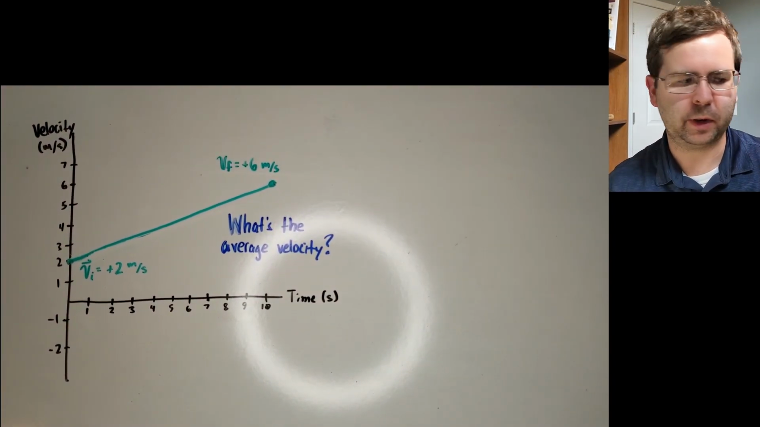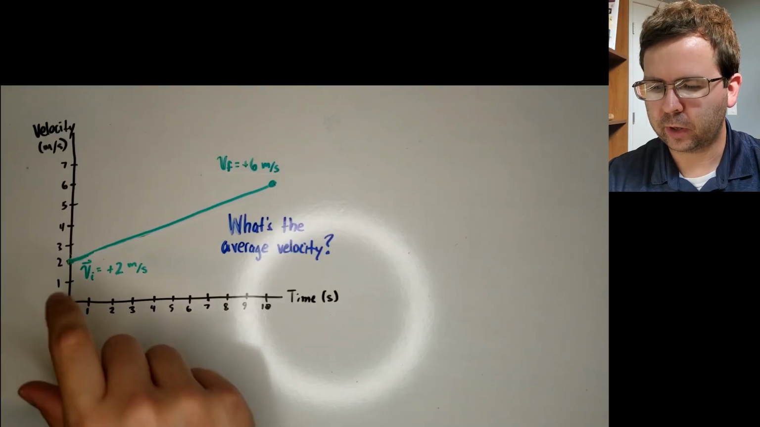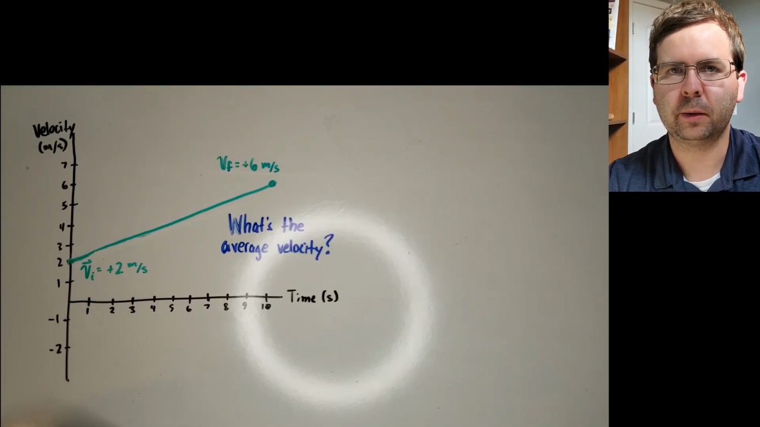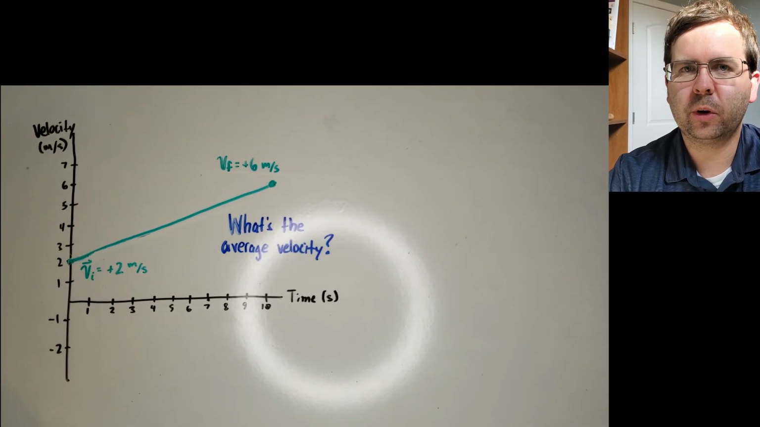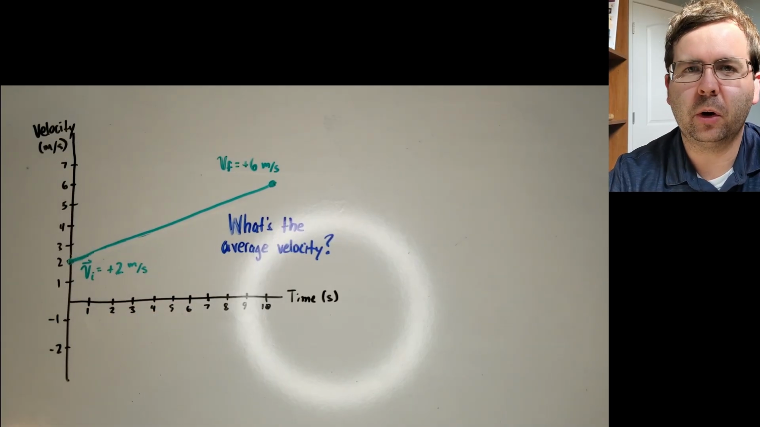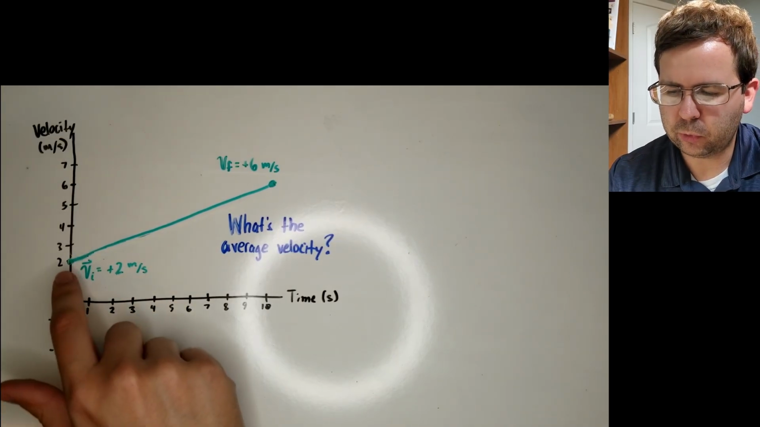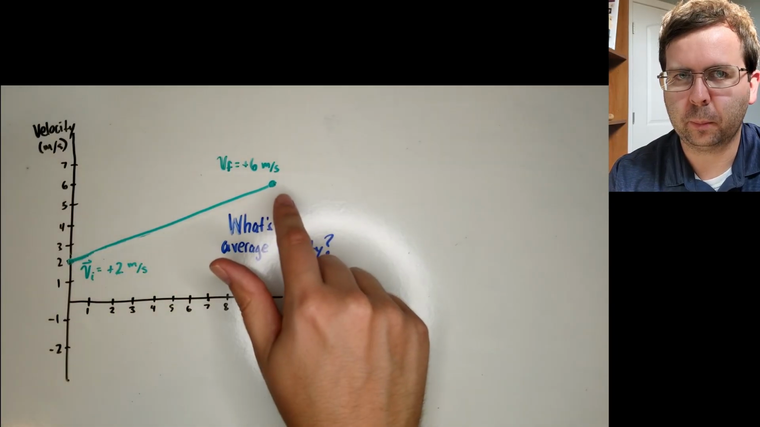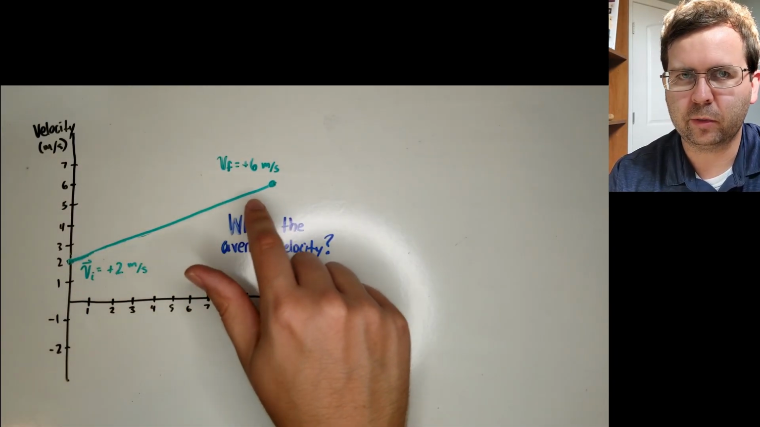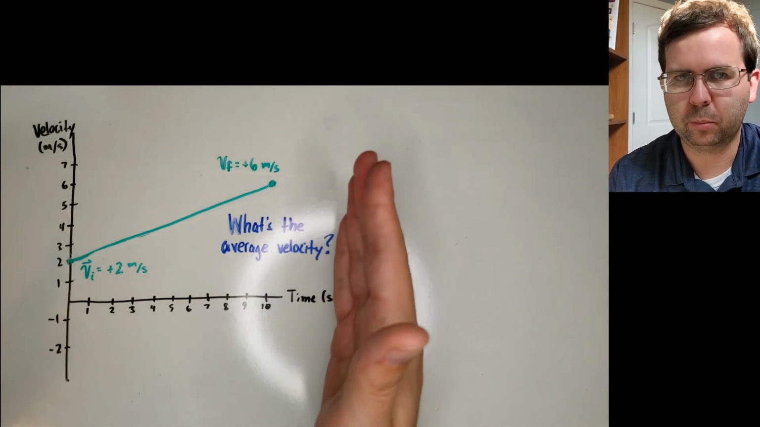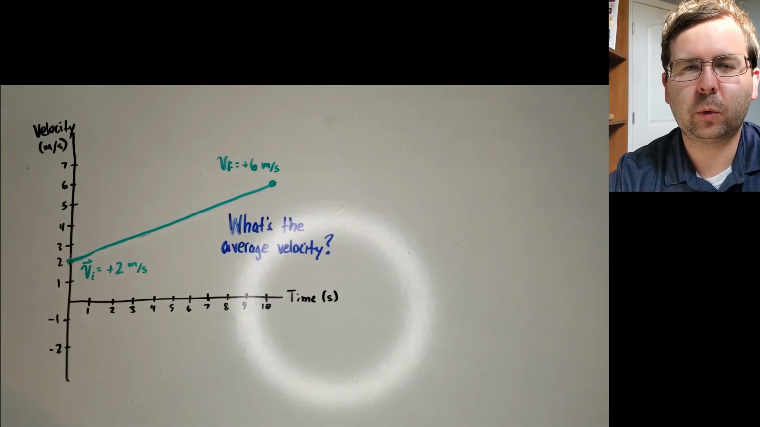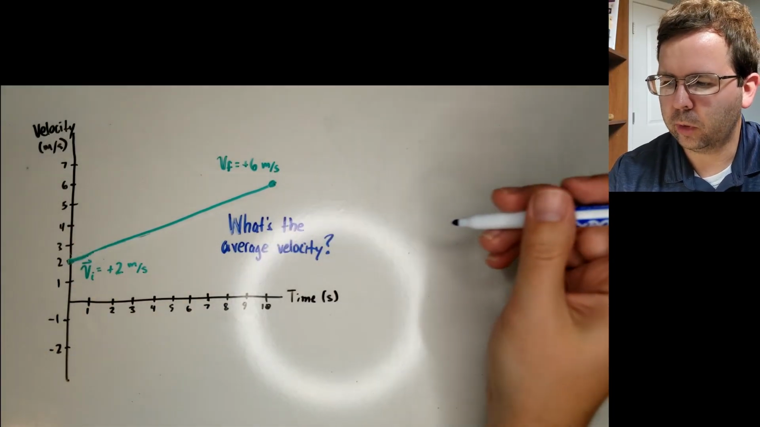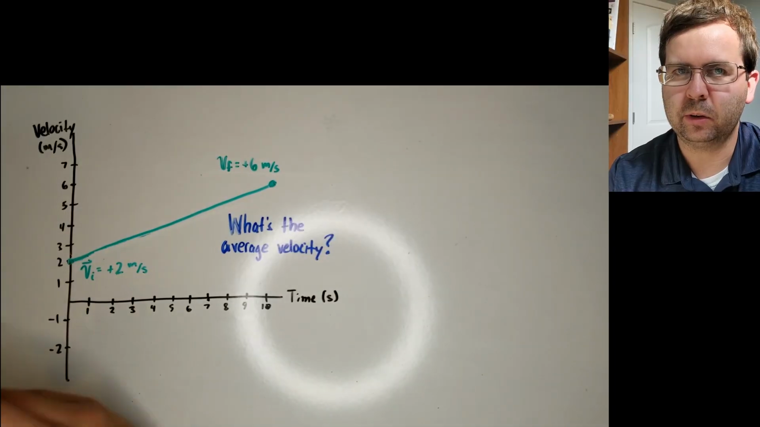Let's say we have an object that is speeding up here. It starts out at a velocity of 2 meters per second, and it speeds up all the way to 6 meters per second in a time of 10 seconds. Now, we could ask the question, okay, how fast is this object going on average? If the acceleration is uniform, that is, it's the same steady rate of acceleration throughout the whole time frame that we're looking in, then we can find the average velocity just like we would find the average of any two values, where you add up the starting and the ending value and divide by 2.